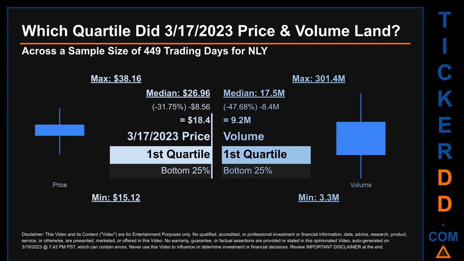Quartiles tell us about the spread of a data set by breaking that data set into quarters, just like how the median breaks the set into half. Descriptively, NLY has a median price of $26.96. Therefore, March 17, 2023 price was lower from that middle marker by 31.75%. The day's volume of 9.2 million was less than the median by 47.68%.